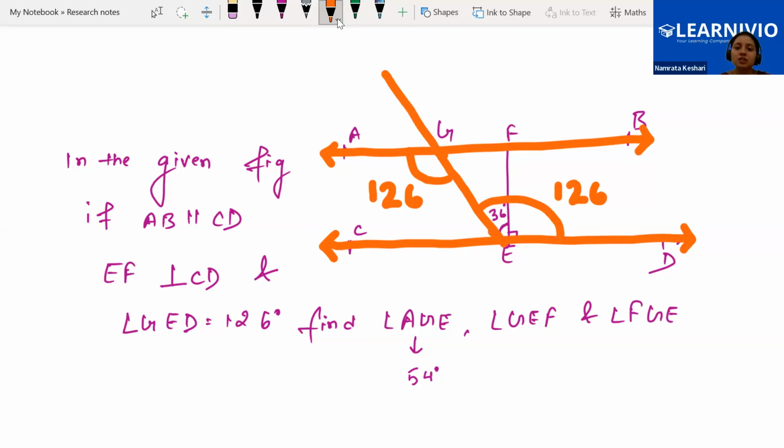If I stretch the transversal, can you see it? Yes, ma'am. So both will be 126 degrees. Why? Because AB and CD are parallel and GE acts like a transversal. We know that when we have parallel lines, the pair of alternate interior angles has to be the same. So if GED is 126 degrees, then AGE will also be 126 degrees, right?